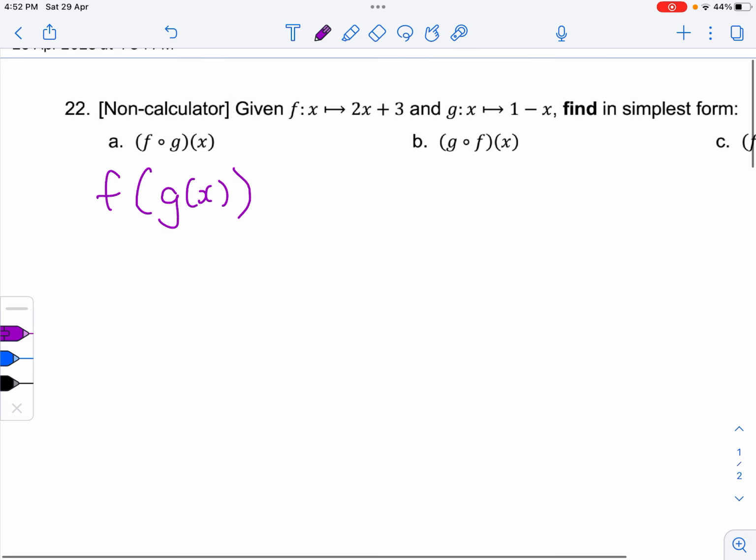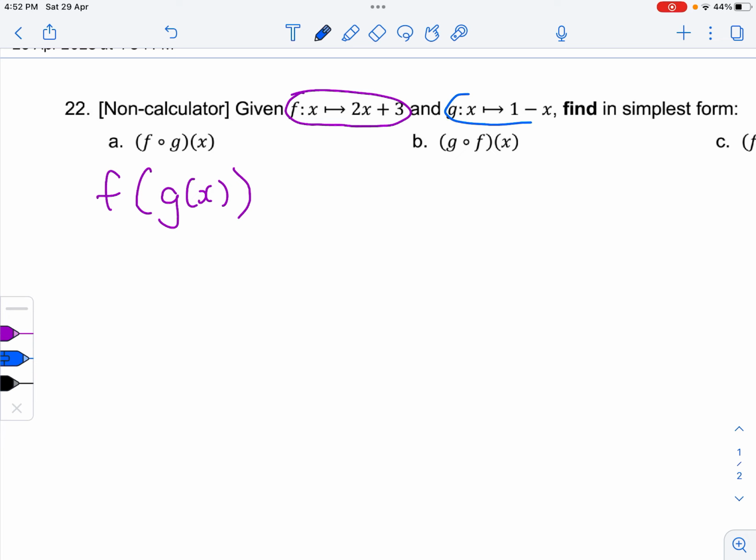So if f of x is equal to 2x plus 3 and g of x is equal to 1 minus x, I want to substitute that into here. What I'm going to do is write f, put the brackets, and then substitute the whole g of x equation inside. And we know that the equation for g of x is 1 minus x. So I'm just going to put g of x as 1 minus x.